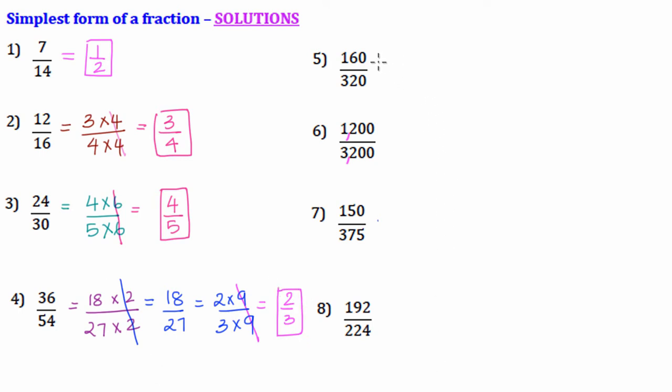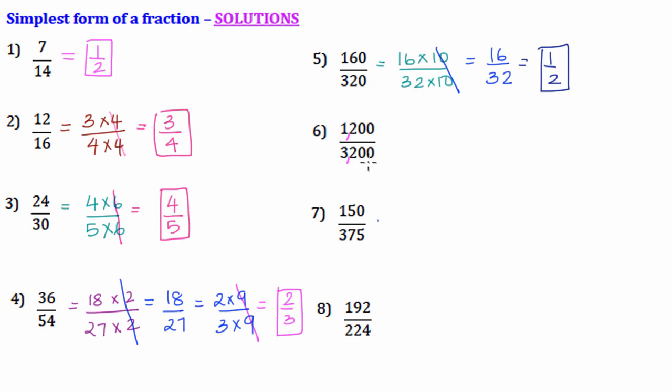160 over 320. Since the last digit is 0, we know that 10 is a factor for both 160 and 320. So let's rewrite this as 16 times 10 over 32 times 10. And once I cancel the common factors out, I'm left with 16 over 32. And 16 is half of 32, so the answer is simply half. Let's look at the next problem.